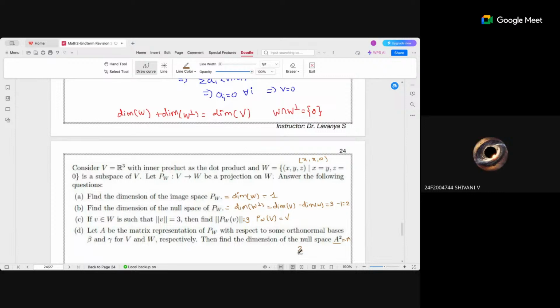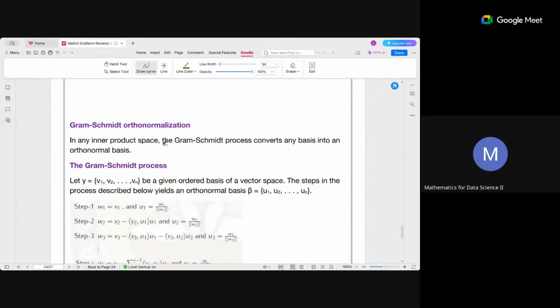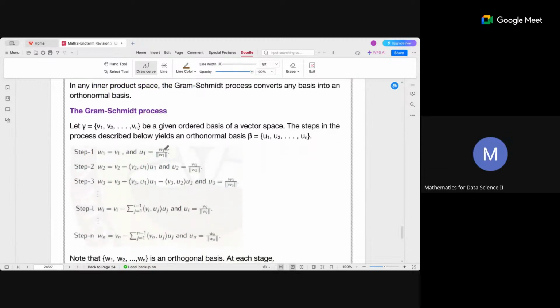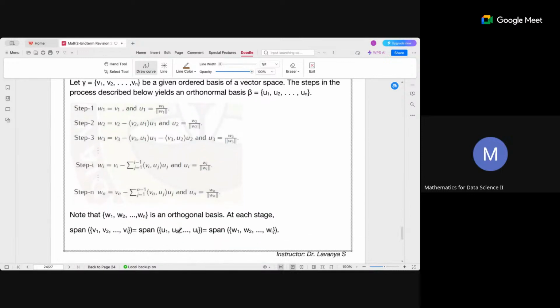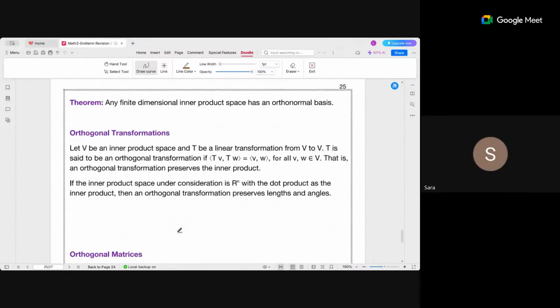Okay. So the Gram-Schmidt process, again, involves some formulas. Gram-Schmidt orthogonalization: given any set of bases, you have to convert it to an orthonormal basis. Here are the steps for it. Please go through this formula. I'm not explaining the Gram-Schmidt process here. An important theorem: any finite dimensional inner product space definitely has an orthonormal basis.